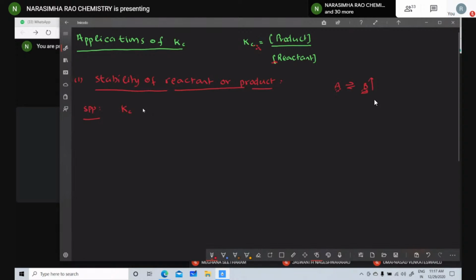Kc. Now, if Kc increases, product concentration increases, means product is more stable. If Kc value is low, means it decreases. Okay. Now, what will be happening? Reactant concentration is high, right? Reactant is more stable.